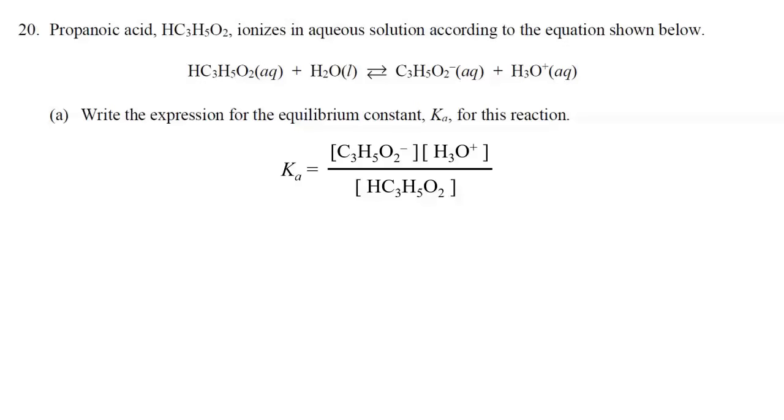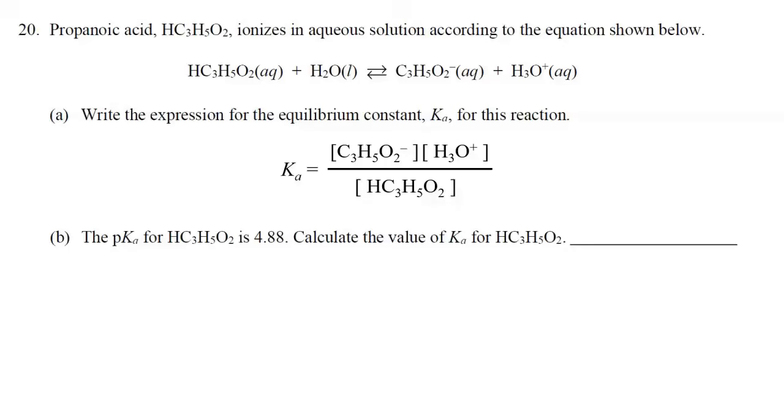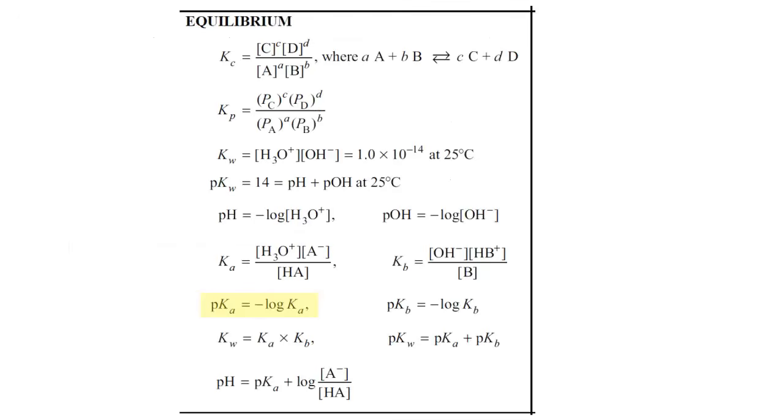Now, let's take a look at part B of this question. Part B says the pKa for propanoic acid is 4.88. Calculate the value of Ka for propanoic acid. Now, when we take a look at the AP Chemistry equation sheet, we can see that the definition of pKa is equal to the negative log of the Ka. But in this problem, we already know that the pKa value is equal to 4.88. What we're trying to calculate is the value of Ka.